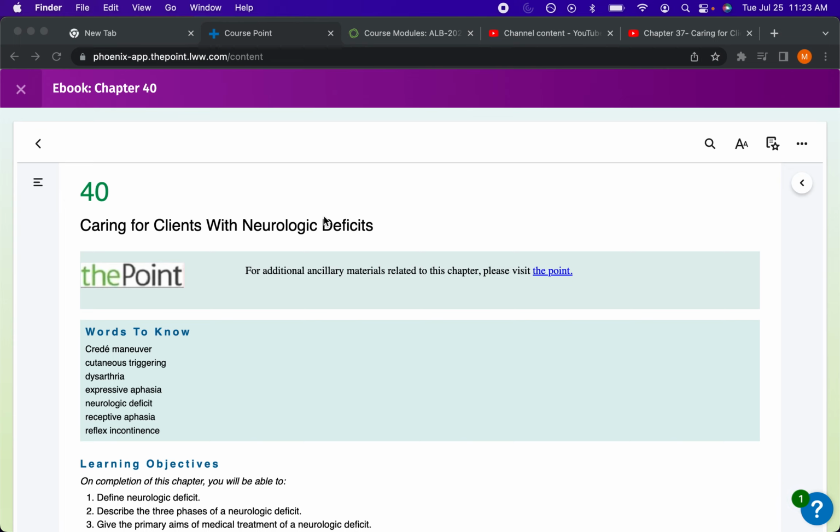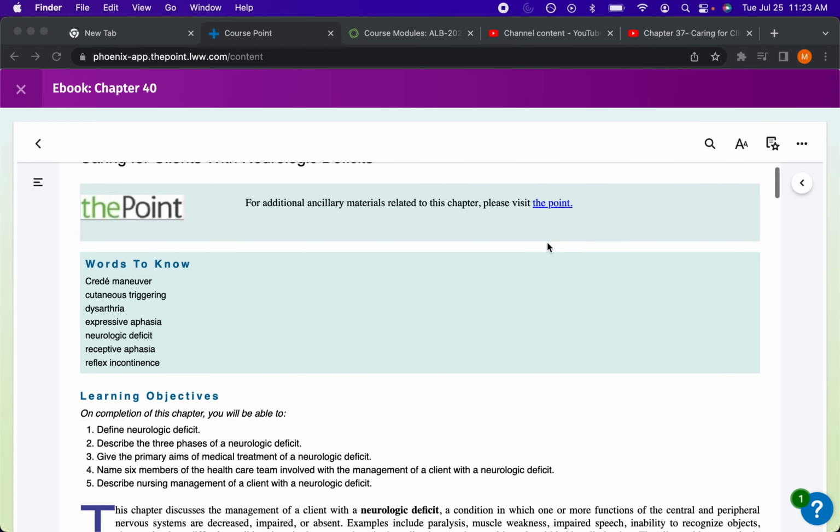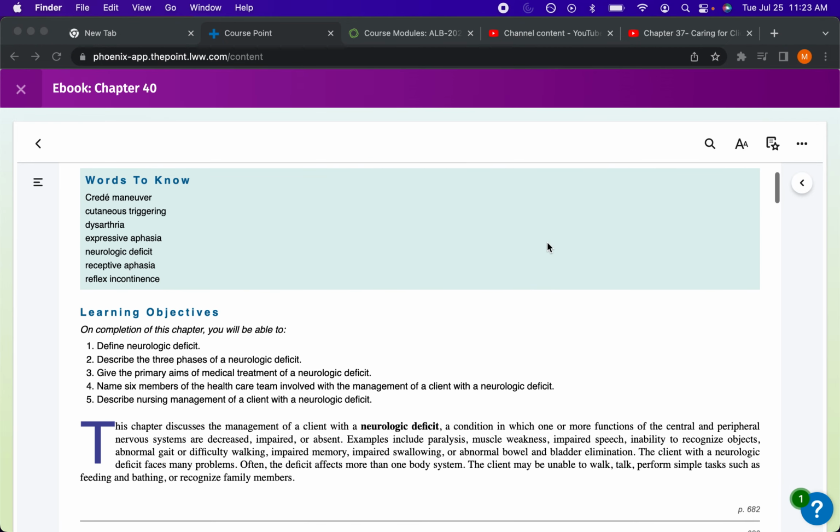All right, this is chapter 40, caring for clients with neurologic deficits. For this chapter, we'll talk about what a neurologic deficit is, describe the 3 phases, aims of medical treatment, name 6 members of the healthcare team involved with the management of care, and then nursing management.